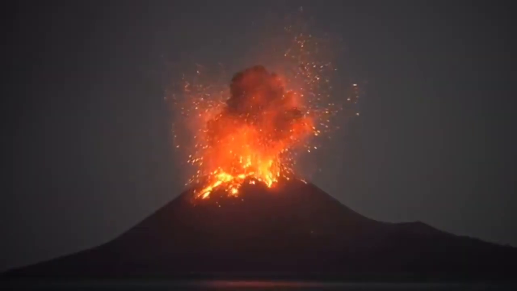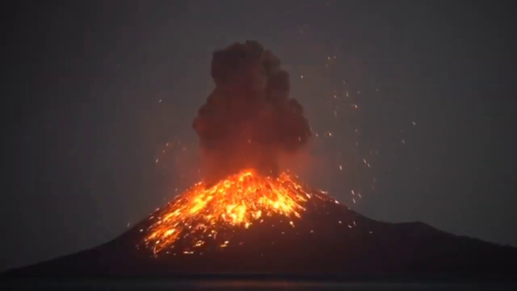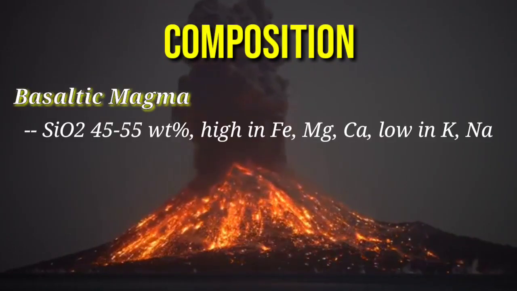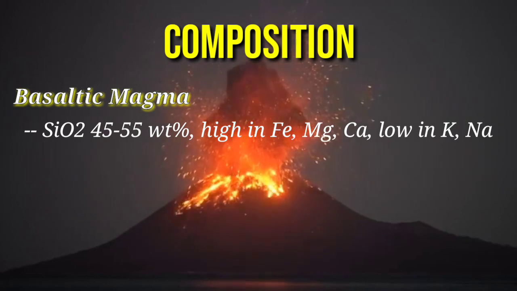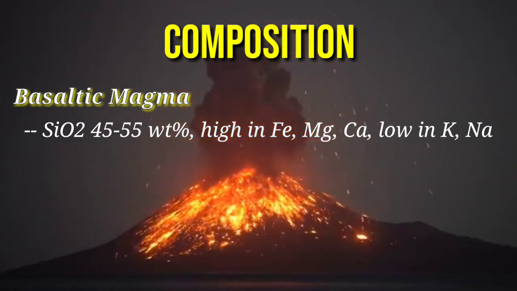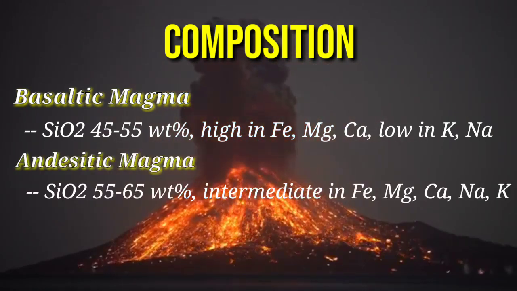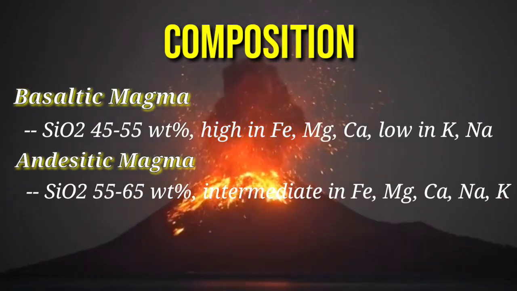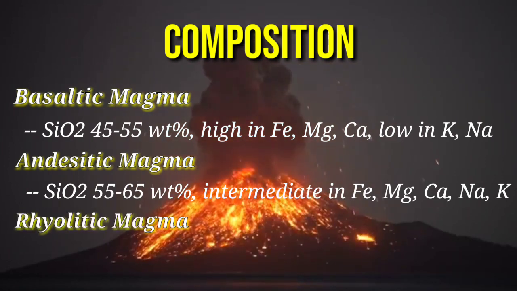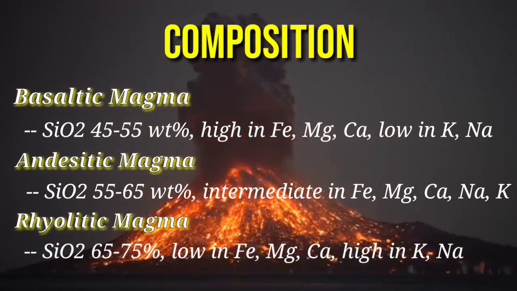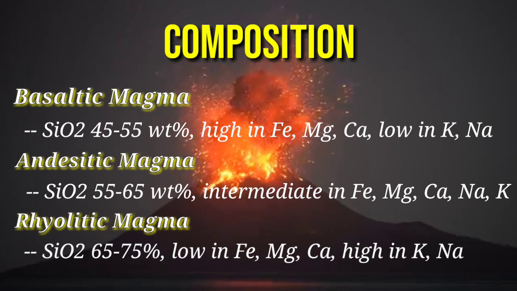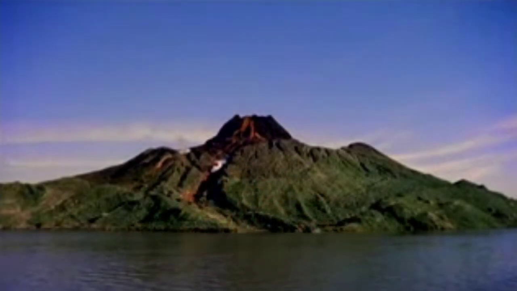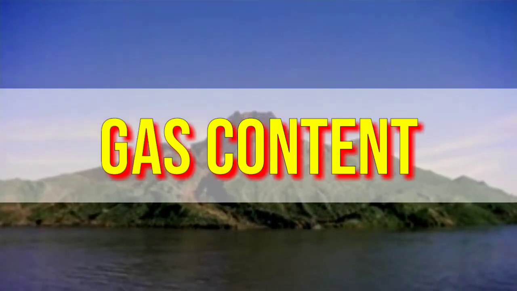The silica content of a magma determines whether it is viscous or fluid. In composition, basaltic magma is 45 to 55% silica, high in iron, magnesium, calcium, low in potassium and sodium. Andesitic magma is 55 to 65% silica, intermediate in iron, magnesium, calcium, sodium, and potassium, and rhyolitic magma is 65 to 75% silica, low in iron, magnesium, and high in potassium and sodium. A volcano's eruptive style is affected mainly by the gas content of the magma.